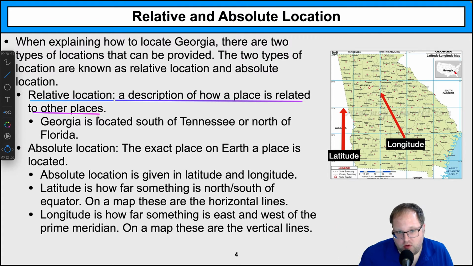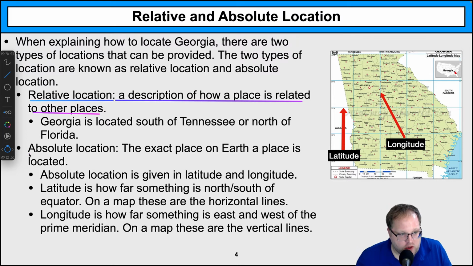Another example would be to say Georgia is located to the east of Alabama, or Georgia is located on the eastern coast of the United States. These are all examples of a relative location.